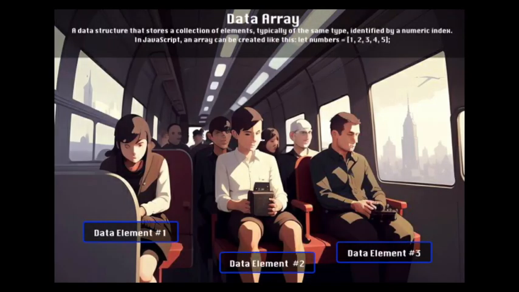Array: a data structure that stores a collection of elements, typically of the same type, identified by a numeric index. In JavaScript, an array can be created like this: let numbers = [1, 2, 3, 4, 5].